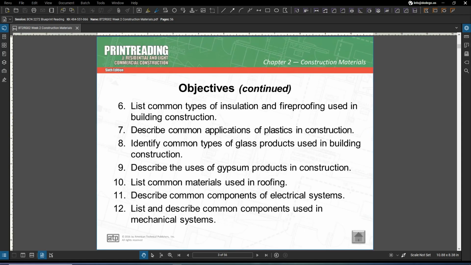6 is listing the common types of insulation and fireproofing used on building construction. 7, describe common applications of plastics in construction. 8, we want to be able to identify common types of glass products used in the building construction. And 9, describe the uses of gypsum products in construction. 10, list common materials used in roofing. 11, describe common components of electrical systems. And finally, 12, list and describe common components used in mechanical systems.